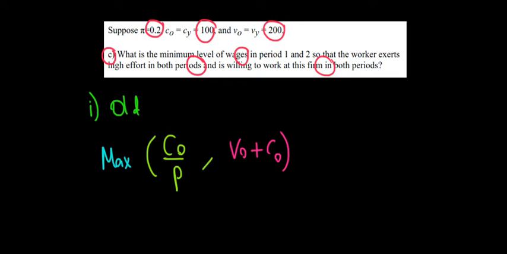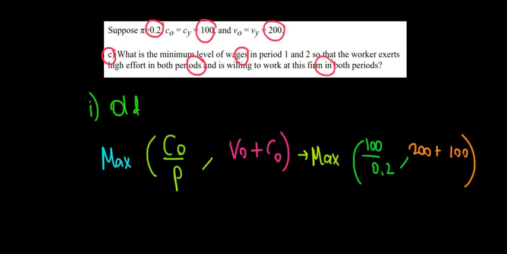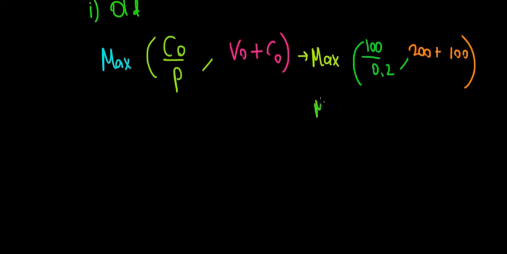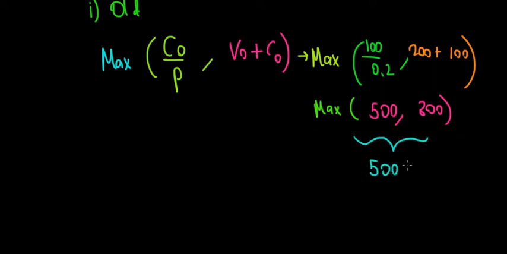Okay, so let's use the data to find out what that number is going to be. We can substitute the numbers over here, meaning we're looking for the maximum value between the two. CO is 100, and the probability is given as 0.2, so 100 divided by 0.2. The alternative wage is equal to 200 plus the cost of effort, which is 100, so 200 plus 100. Now what's 100 divided by 0.2? Well, that's going to be 500. So it's the maximum between 500 and 300. The maximum between 500 and 300 is equal to 500 euros. So if we pay 500 euros, we cover both conditions. We did that for the old worker.